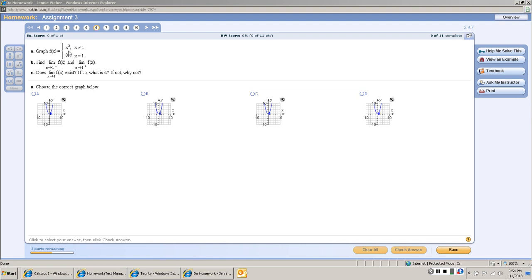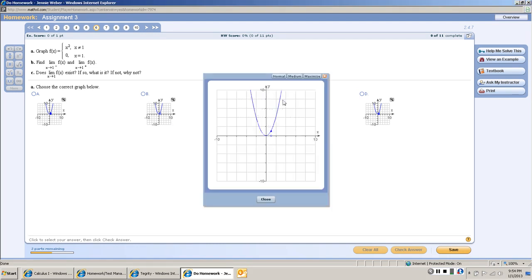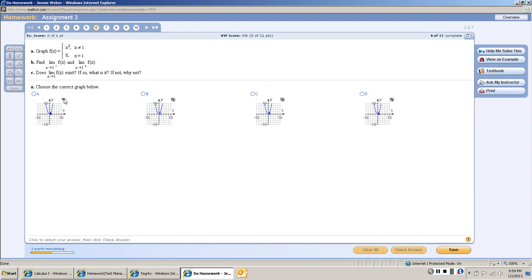Now, looking at this, we can see we have the graph of x squared, and all these are the basic x squared graph, but this does not exist at 1. That means there should be a hole at 1. So like A, nope, there's not a hole. There's not a hole in C. If you click on this, you'll see it expands. They're very hard to see when shrunk down. So it has to be B or D, and I'm going to open up B.